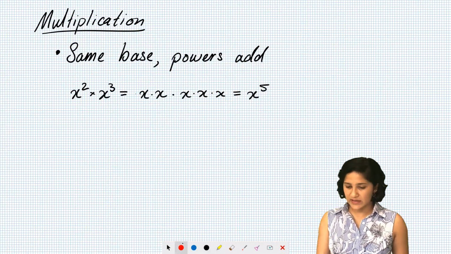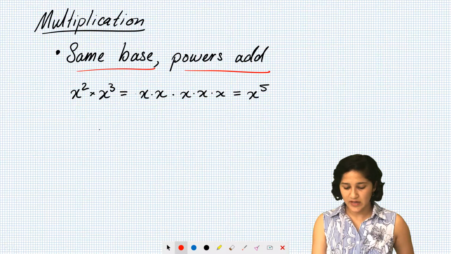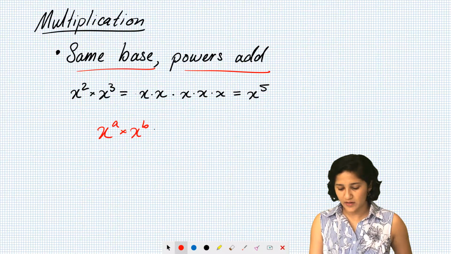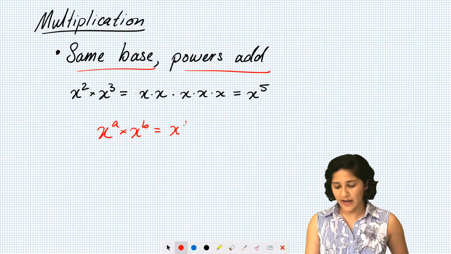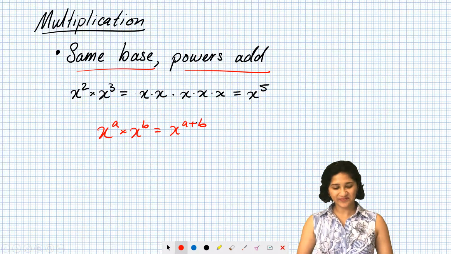So the rule is that if we have the same bases, the powers will add. So x to the power of a times x to the power of b will be x to the power of a plus b. Makes sense, right?